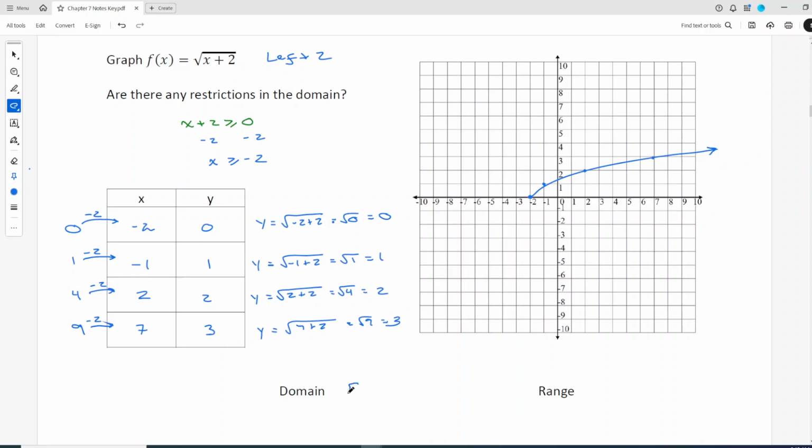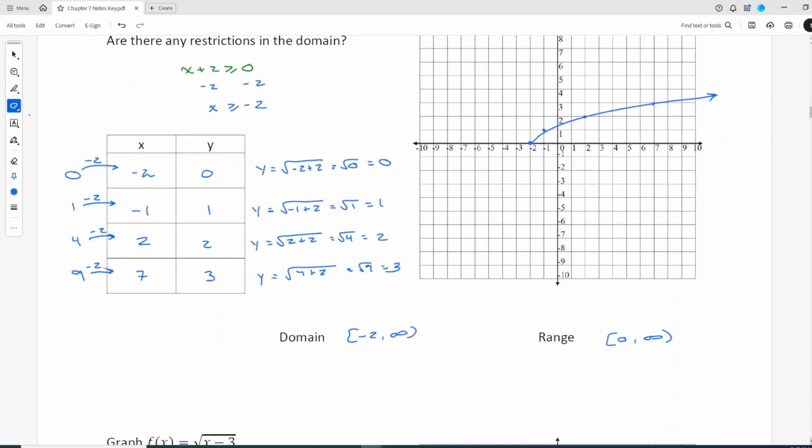The domain of this graph is going to be negative 2 to infinity. So the domain always matches your restrictions in your domain, and the range for this one is going to go 0 to infinity. All right, let's try another one.